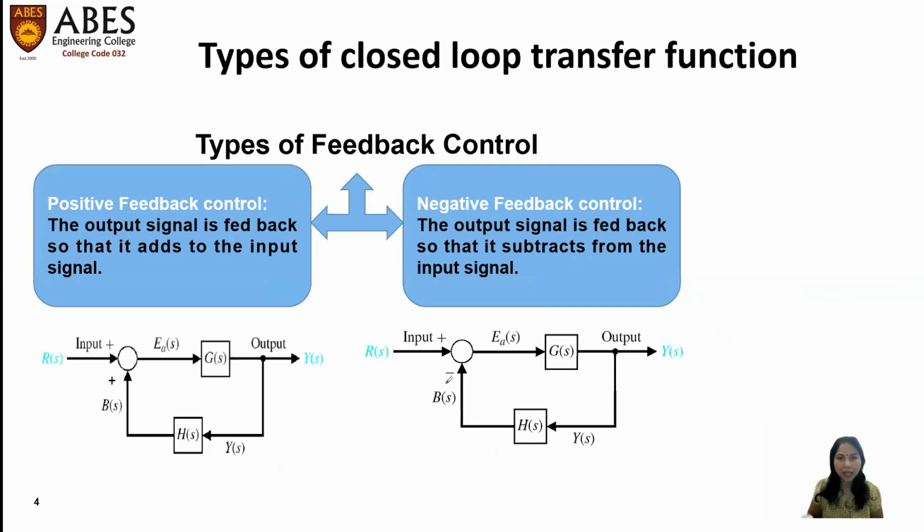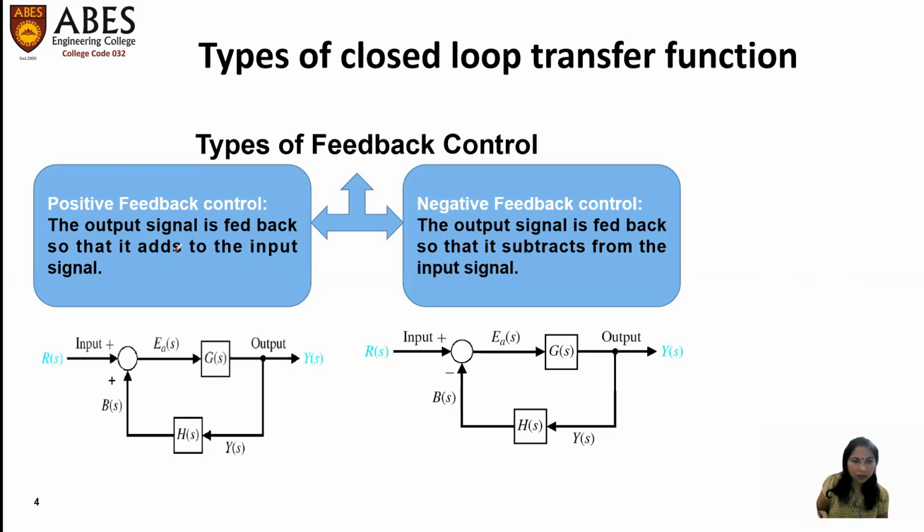Now next, the types of closed loop transfer function. In a closed loop system, there are two types of feedback control. The first one is the positive feedback control system, and another one is the negative feedback control, right? First, understand what positive feedback control is. When the output signal is fed back so that it adds to the input signal, it is called positive feedback control.